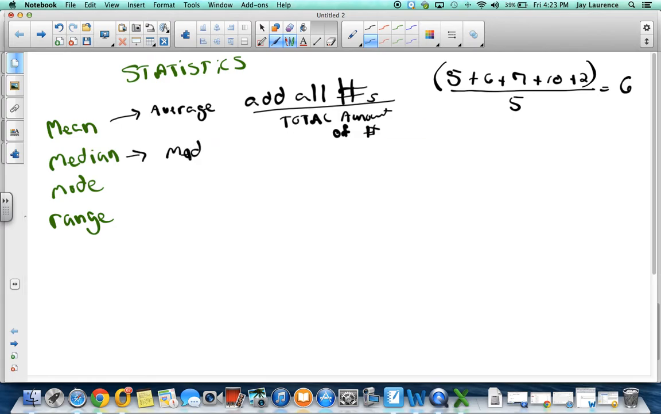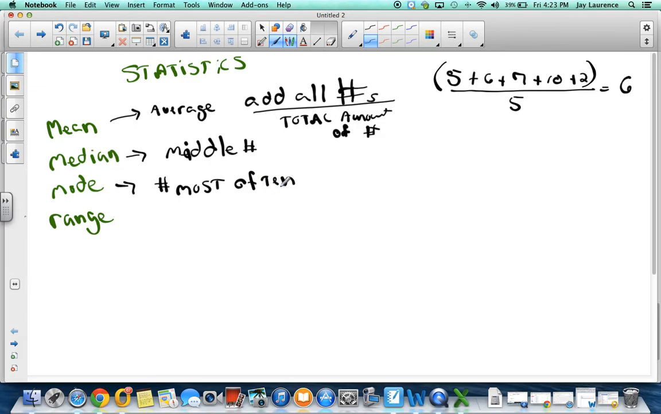Okay, the median is the middle number. You have to list the data from least to greatest, and then you can find the middle number. The mode is the number that appears most often. And a set of data can have more than one mode.